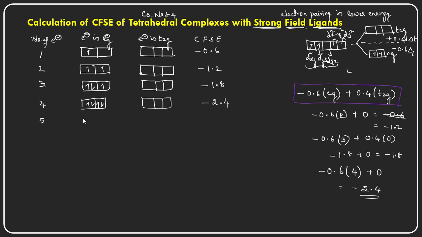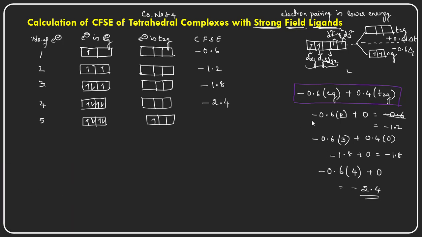And the fifth electron, where will it enter? There is no place here. The maximum filling in the Eg orbitals is 2 per orbital, so the Eg orbitals are completely filled. 2 electrons here, 2 electrons here. Now the fifth electron will enter the T2g orbital only.